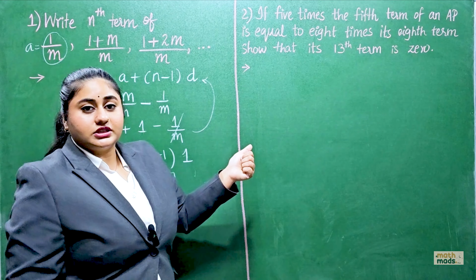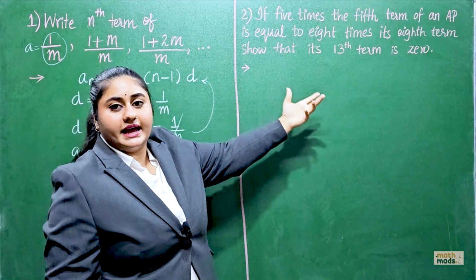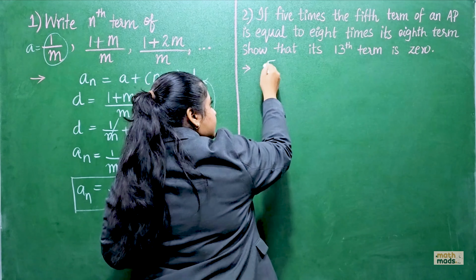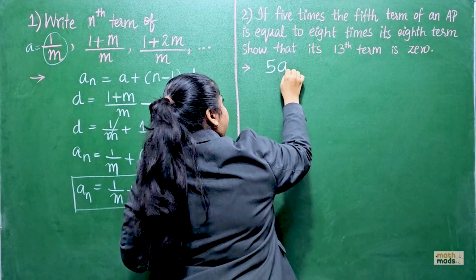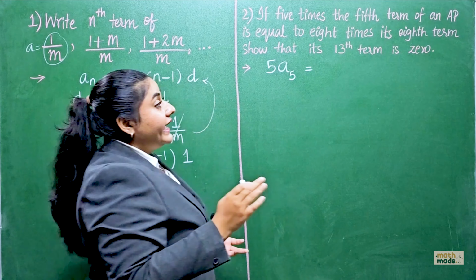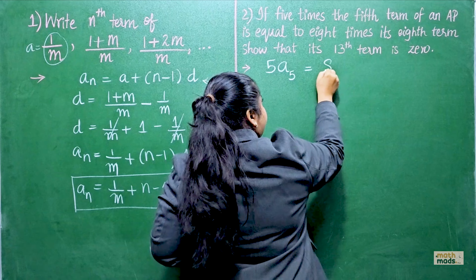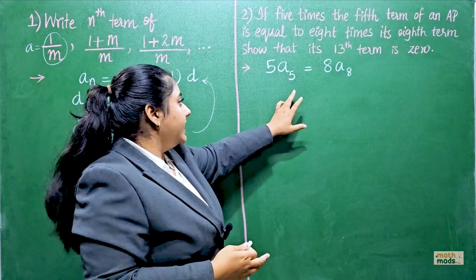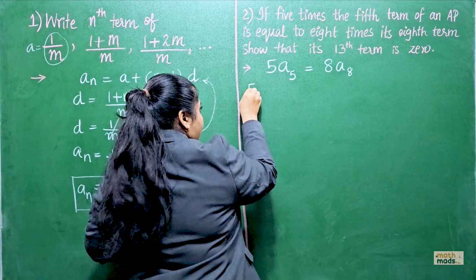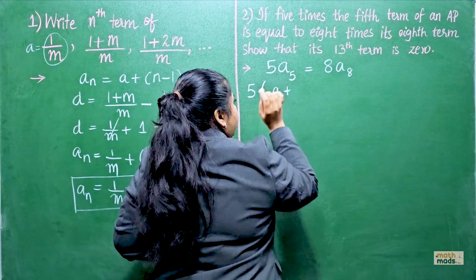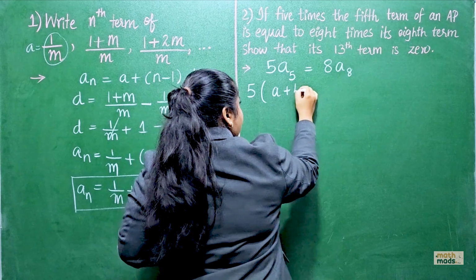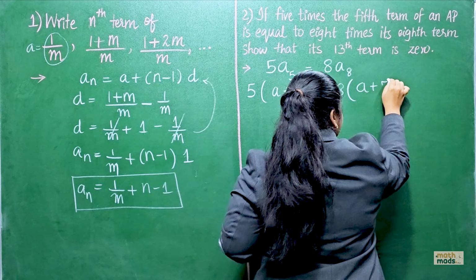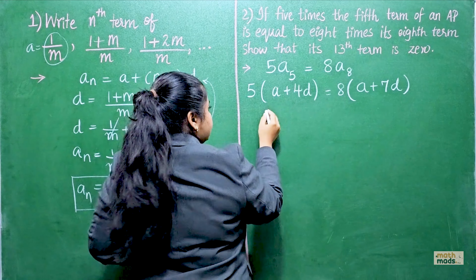If 5 times the fifth term of an AP is equal to 8 times its eighth term, show that its 13th term is 0. Very simple. 5 times the fifth term, that is A5, is equal to 8 times the eighth term. So let's apply the general term formula, that is a plus n minus 1 into d. So 5 into a plus n minus 1, since n is 5, it will be 4d, is equal to 8 into again a plus n minus 1, that is 7d.